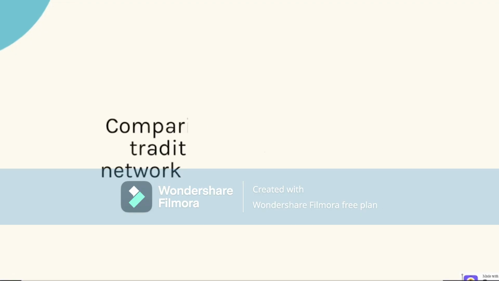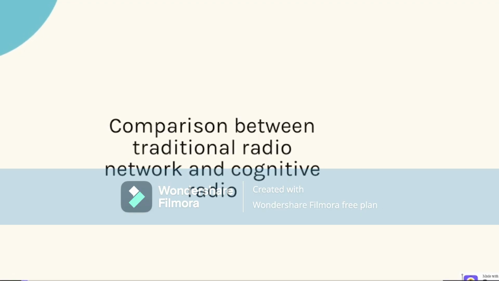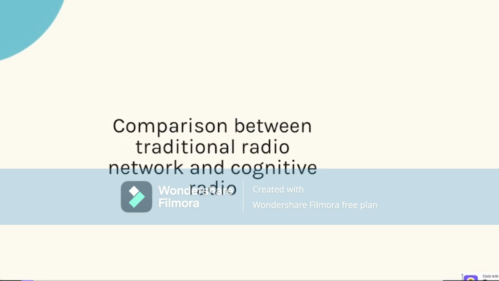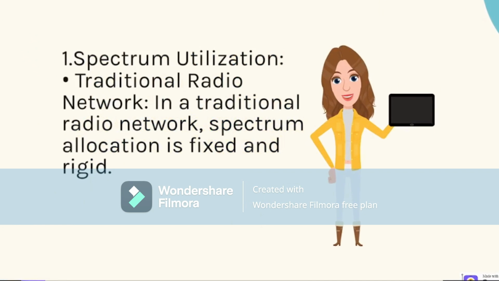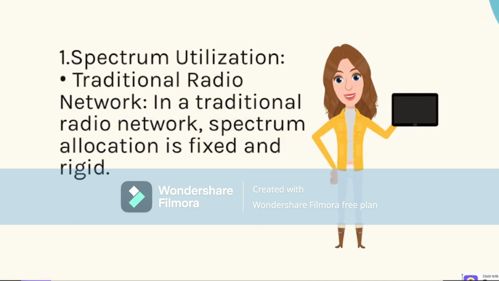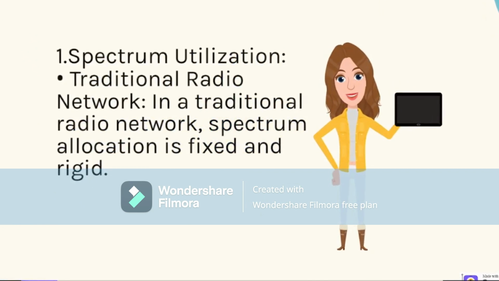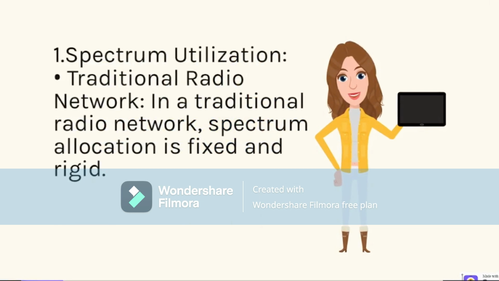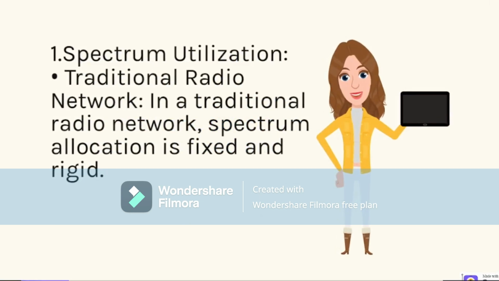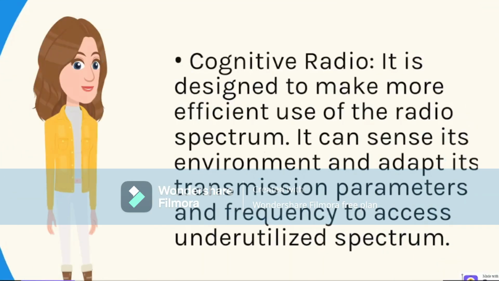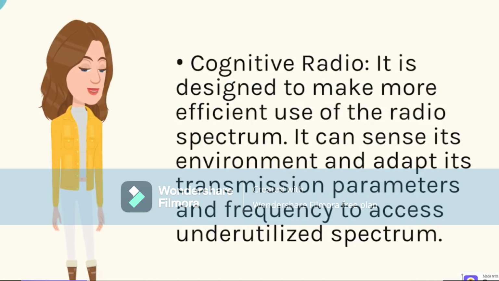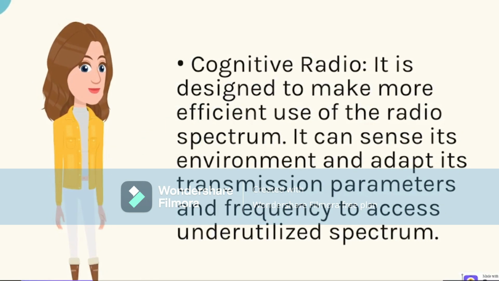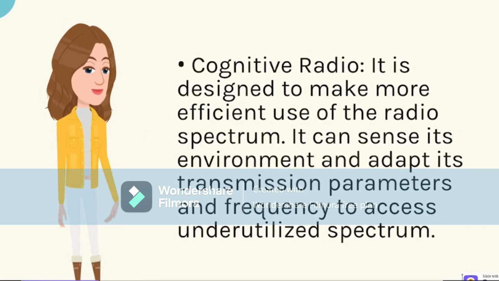Comparison between traditional radio network and cognitive radio. 1. Spectrum utilization. Traditional radio network. In a traditional radio network, spectrum allocation is fixed and rigid. Cognitive radio. It is designed to make more efficient use of the radio spectrum. It can sense its environment and adapt its transmission parameters and frequency to access underutilized spectrum.